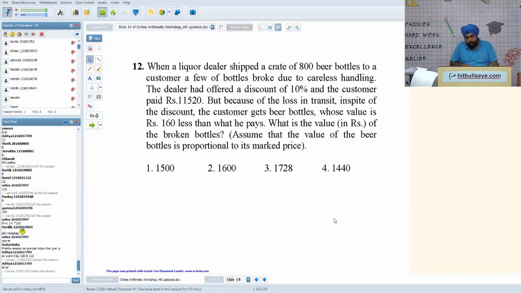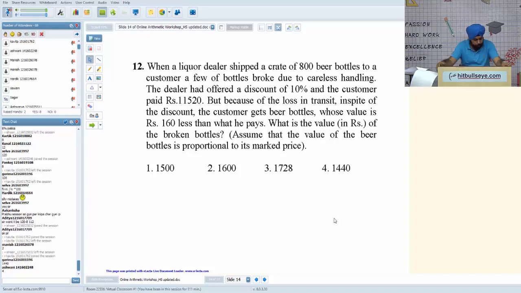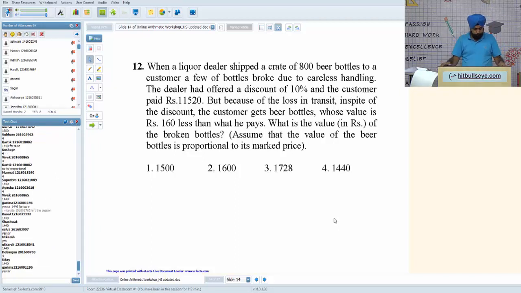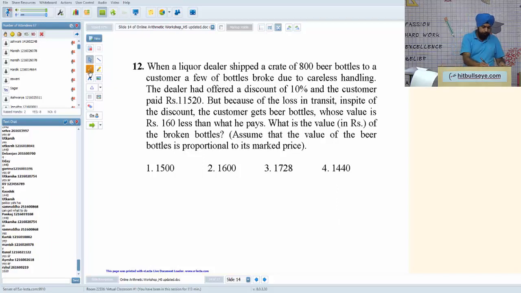Just read it, understand it, and answer it, students. So Garima says 1440, Manish says second option. So the answer comes out to be 1440 for most of you. So shall we discuss it, students? Okay, let's discuss it here. See, 800 beer bottles he sells, but some of them broke due to careless handling. The dealer has offered a discount of 10% and the customer paid rupees 11520.